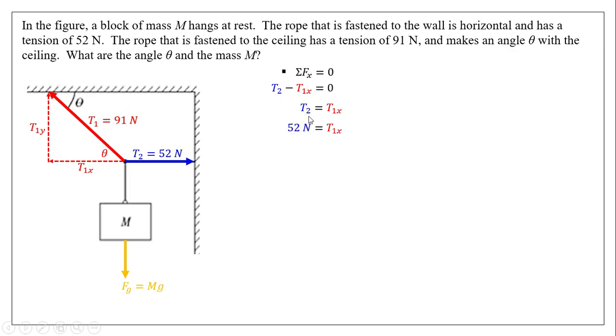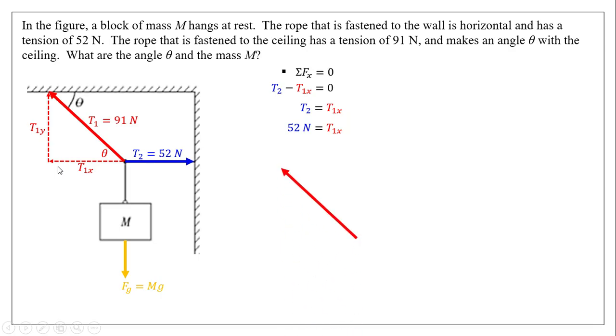But what I do know is that T2 is equal to 52 newtons as stated. So therefore, right away, I know that T1x is T2, or the magnitude. So once again, don't let this mislead you. The magnitude of T1x is 52. But we know that I introduced the negative sign earlier. So really, T1x is negative 52. Or I like to tell you, use common sense. T1x is pointing left, so it's got to be negative.